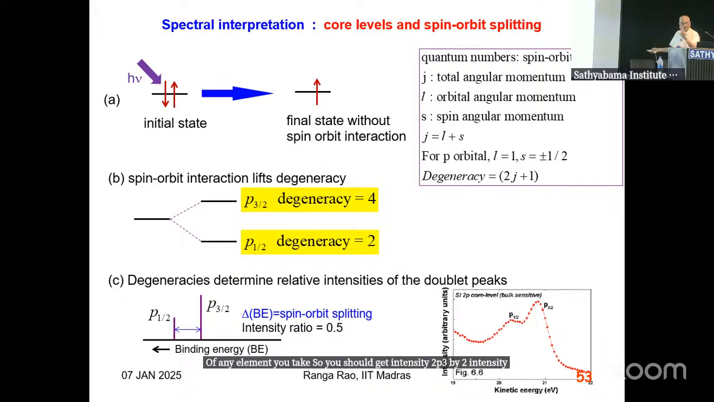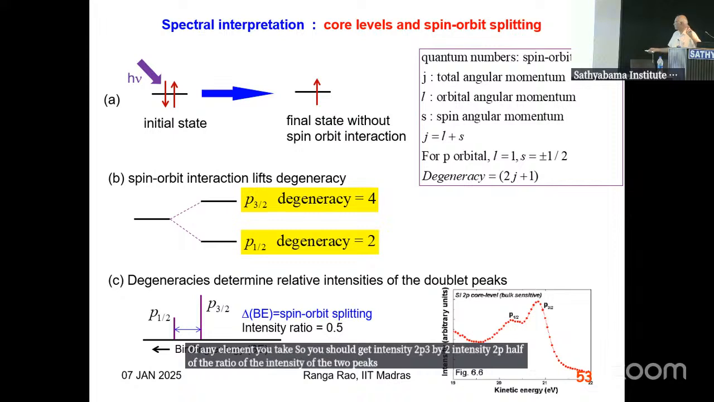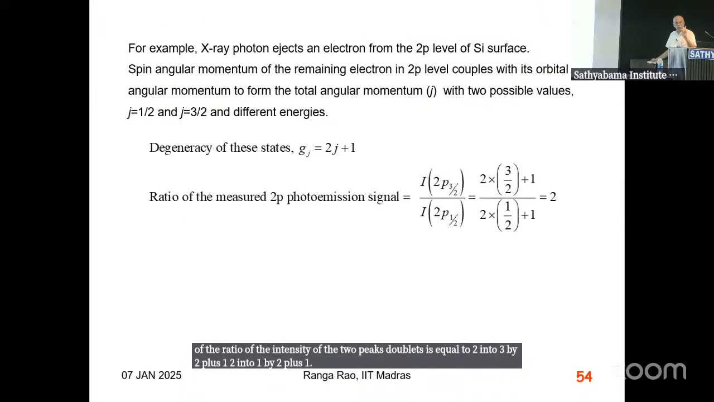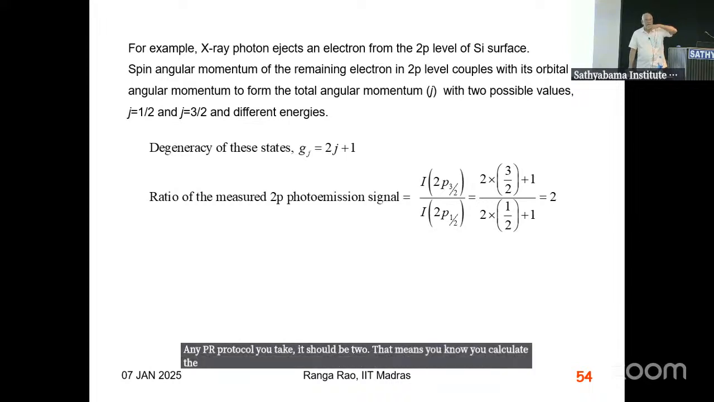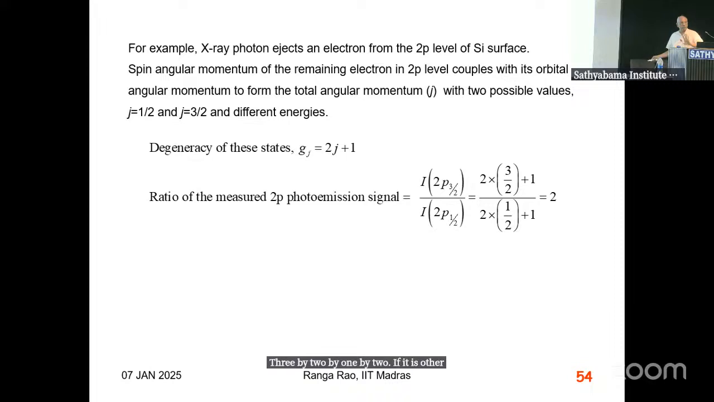The ratio of the intensity of the two peaks, the doublets, is equal to 2 into 3/2 plus 1, over 2 into 1/2 plus 1. The intensity ratio should be 2. That is 3/2 to 1/2, the ratio should be 2. Any p orbital you take, it should be 2. That means you calculate the area intensity, and then divide it, you should get 2, 3/2 by 1/2. If it is the other way around, it is half.